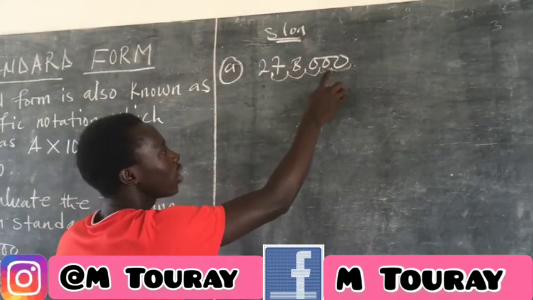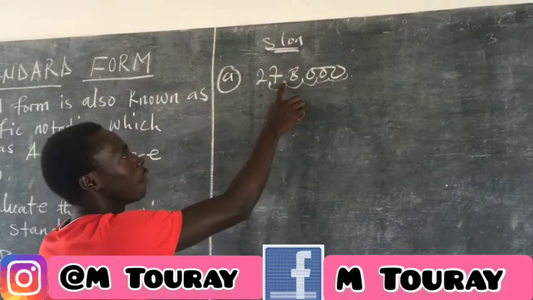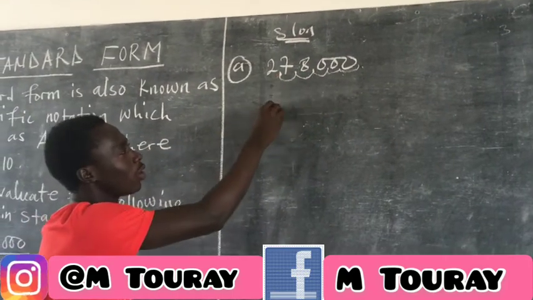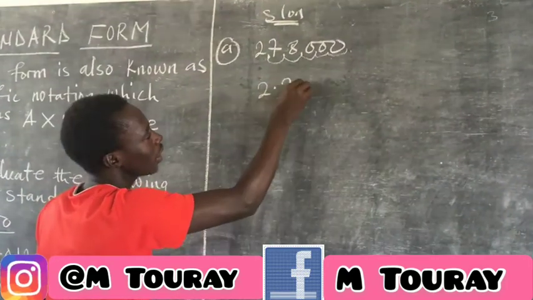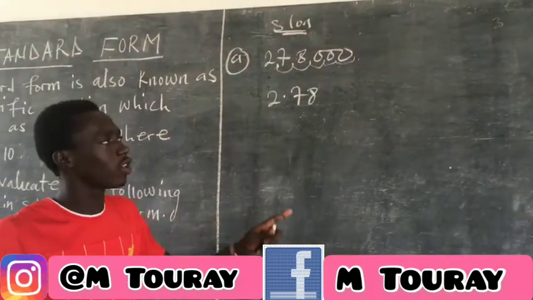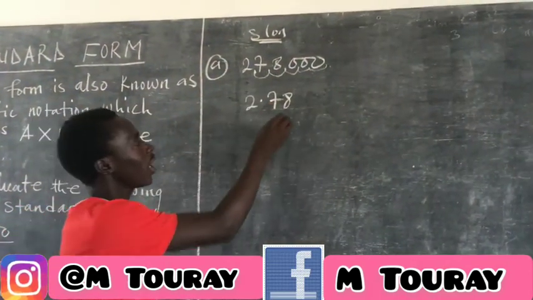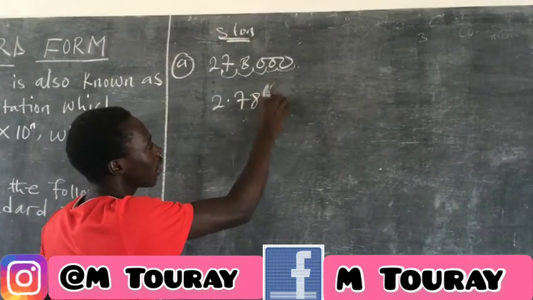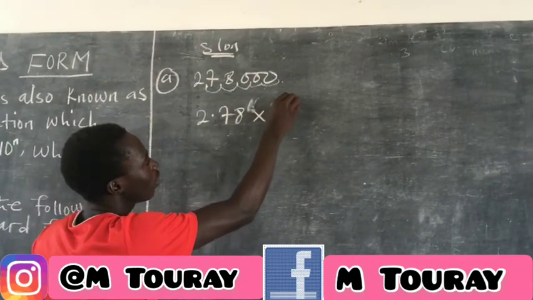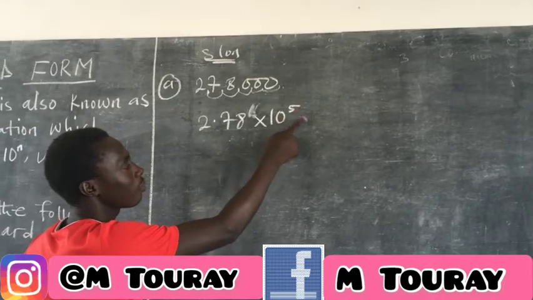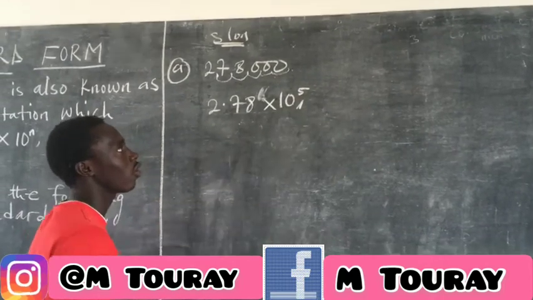We move it 1, 2, 3, 4, 5. So now this will be 2.78. Now forget about the zeros. We have 2.78. How many times do we move it? 5 times. Therefore the power will be times 10 to the power 5, a positive power of 5. That is the solution of A.